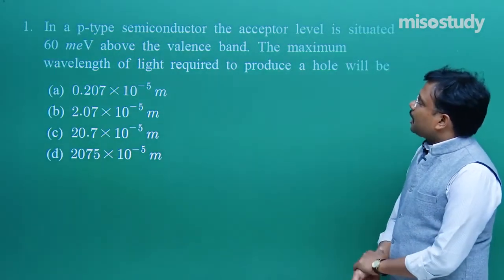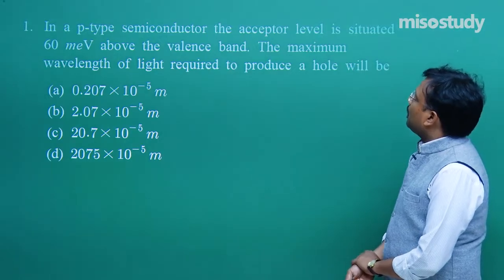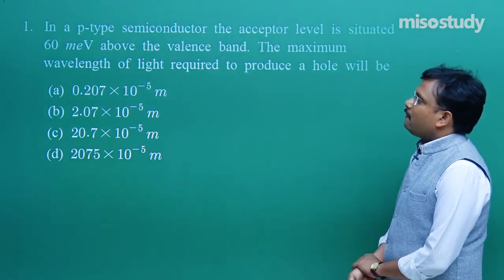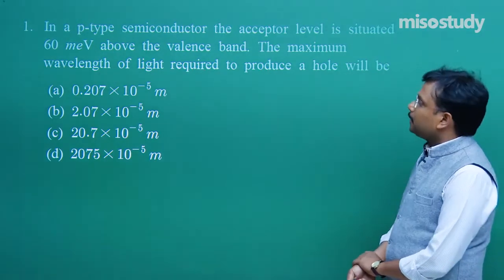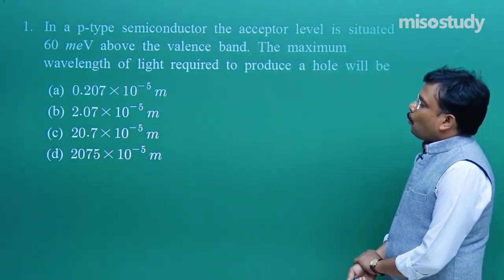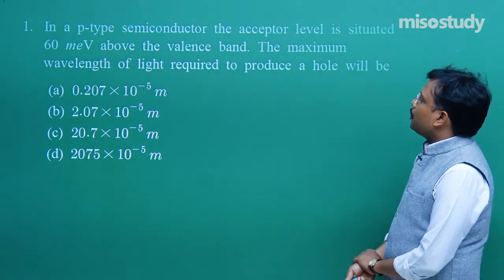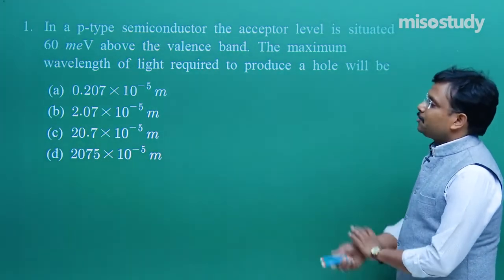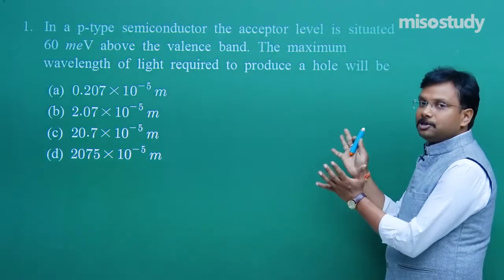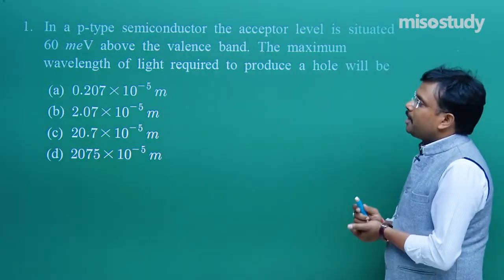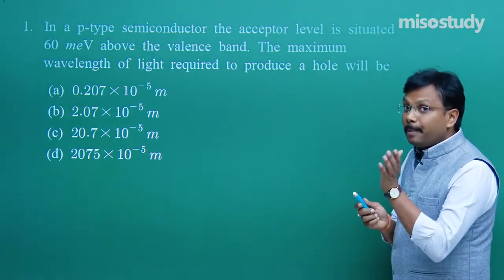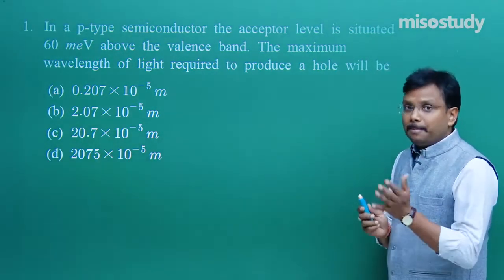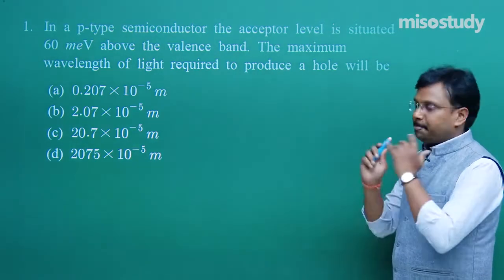In a p-type semiconductor, the acceptor level is situated 60 milli-electron volt above the valence band. The maximum wavelength of light required to produce a hole will be how much? First thing, this question is framed using the phenomena of semiconductors, but what exactly the idea is and which type of formula you can apply, that I would like to explain to you.